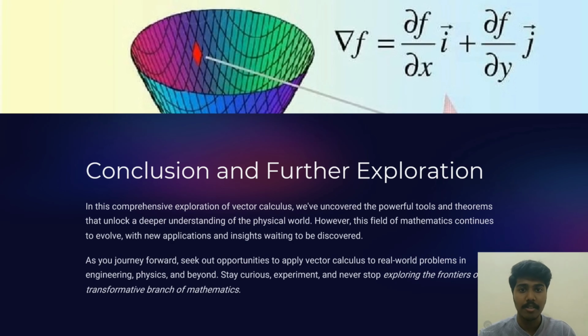As you can see in the image, it tells that del phi, which means the gradient, is equal to ∂f/∂x i plus ∂f/∂y j, which is the formula of the gradient. So here comes the conclusion of vector calculus.